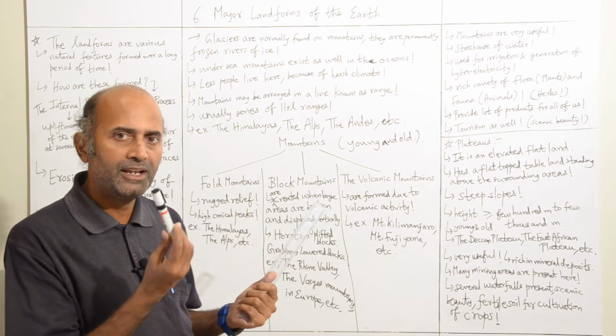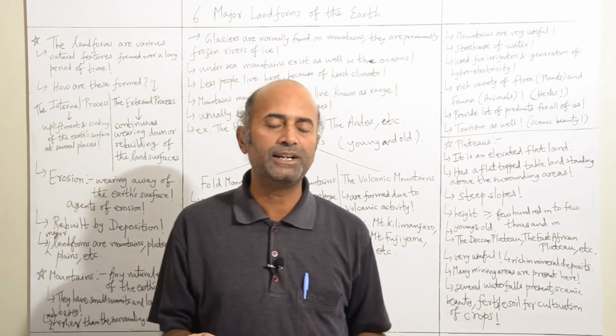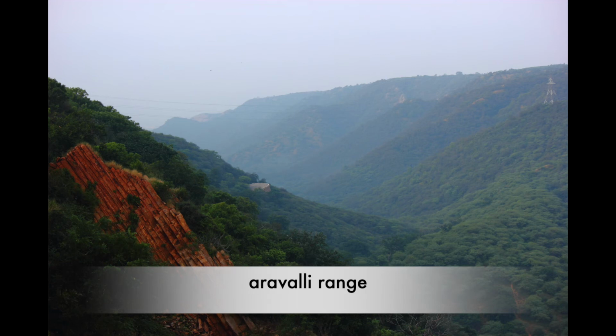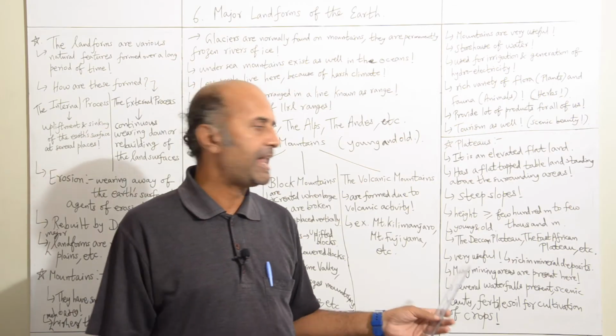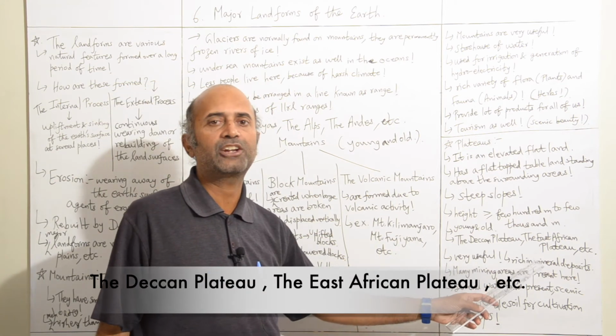There can be young mountains, there can be old mountains, because the Himalayas are one of the youngest mountains of the whole world, and the Aravalli mountains are one of the oldest mountains of the whole world. Similarly, the plateaus can also be young and old. For example, the Deccan Plateau, the East African Plateau, etc.